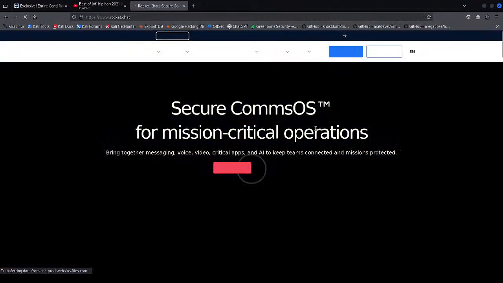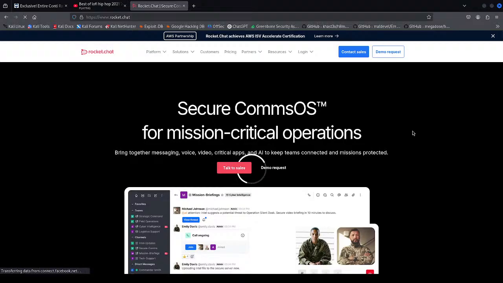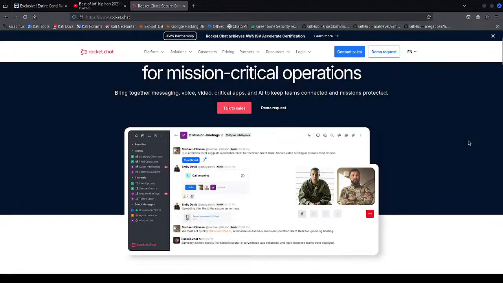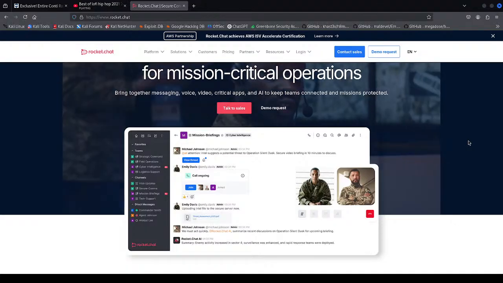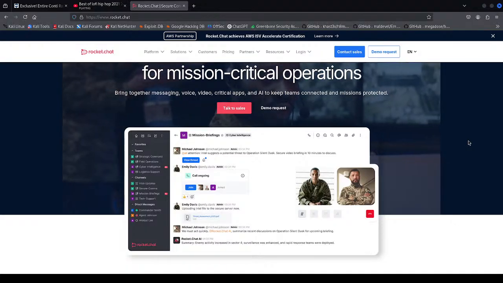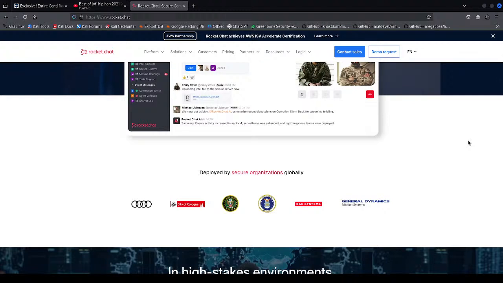Rocket.chat. SecureComm OS. SecureComm OS for mission critical operations. Bring together messaging, voice critical apps, and AI to keep teams connected and missions protected. Deployed by secure organizations globally. City of Cologne.